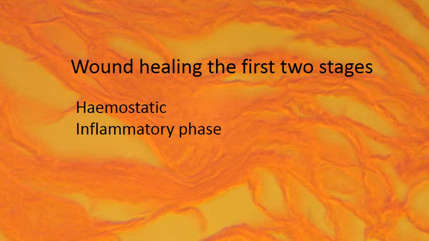This presentation is about the first two stages of wound healing, the homeostatic and the inflammatory stage. Homeostasis means blood stopping, and it's to do with the reduction of bleeding.